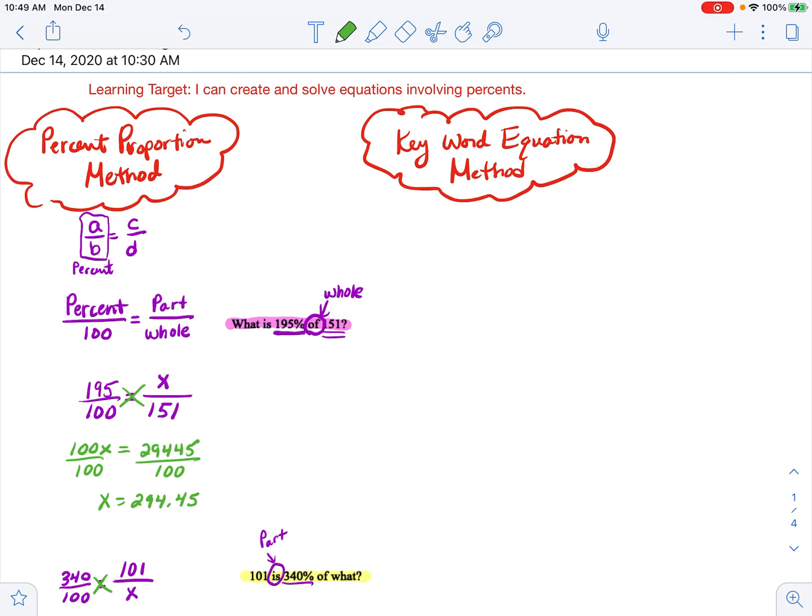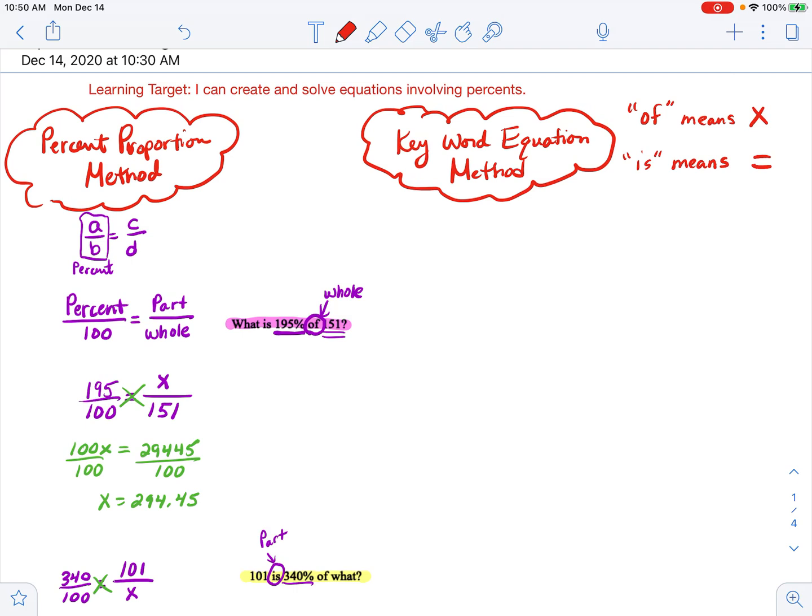Now, the other method is called the keyword equation method. And the keyword equation method utilizes some of those keywords that you learned when we were talking about translating expressions. And when it comes to solving equations with percents, a couple keywords are more important. So, for example, the word of. Remember we talked about the word of before. The word of translates directly to multiplication. So, of means times. And the word is, again, is one of those keywords that translates directly to equals.